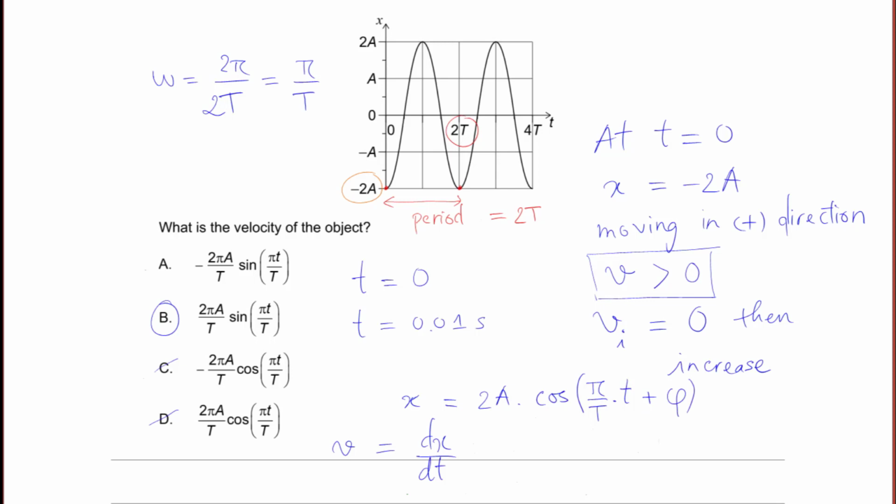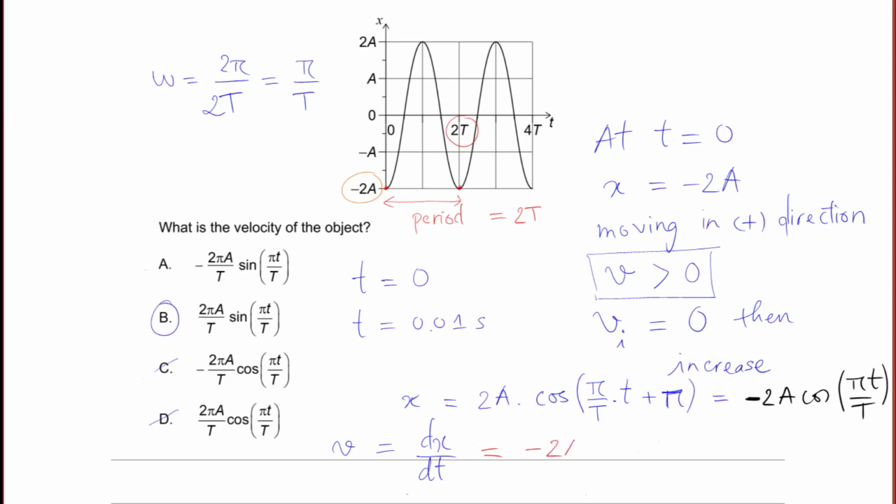So phi here must be pi. Or I can write the equation as minus 2a times cosine of pi t over t. Instead of writing the initial phase pi, I will replace it by a negative sign here. Okay? Now, the derivative of displacement over time is velocity.